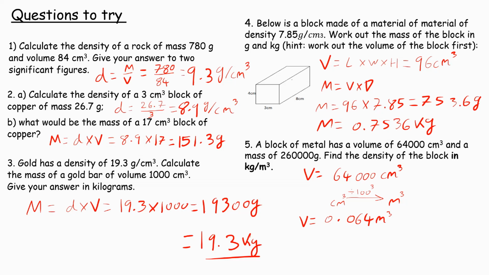And the mass, I want the mass in kilograms. If I divide this by 1,000, I get 2,600 kilograms, sorry. So the density is equal to 260 kilograms over 0.064 meters cubed. And if we work that out, we should end up with 4,062.5 kilograms per meters cubed.